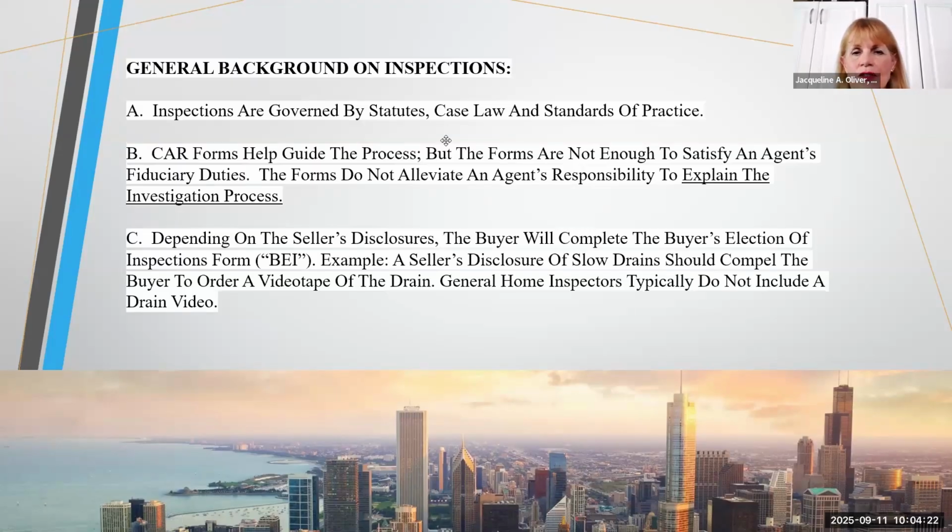Inspections are governed by statutes, case law, and standards of practice. What that means is that by statutes is like the Business and Professions Code and the Civil Code, specifically Civil Code 1102.6 and other sections of the Civil Code. Then the case law is about different cases that support real estate transactions. And finally, the standards of practice. What are you supposed to be doing? How are you supposed to be advising your clients?